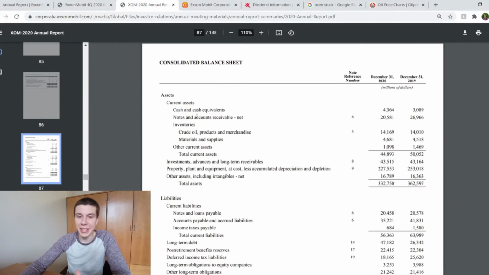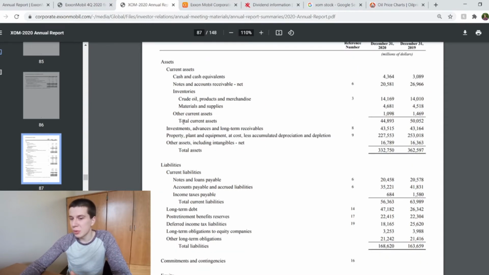And just looking at the 10K annual report, the one thing I always like to look at on here is just the balance sheet. And you can see, unfortunately, their total current assets are around $45 billion, and their total current liabilities are around $56 billion, which gives them a current ratio of around 0.8. So that's obviously not ideal. It's obviously best if that current ratio is above 1. But even, you can see in 2019, their current ratio was below 1.